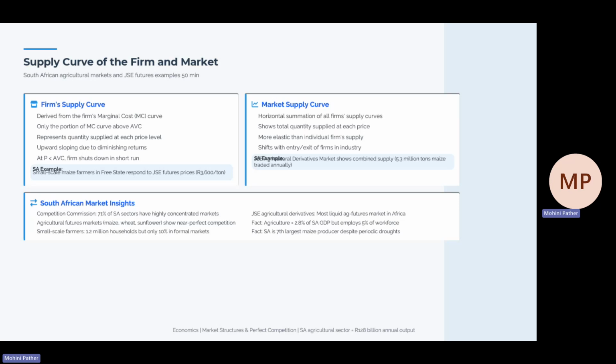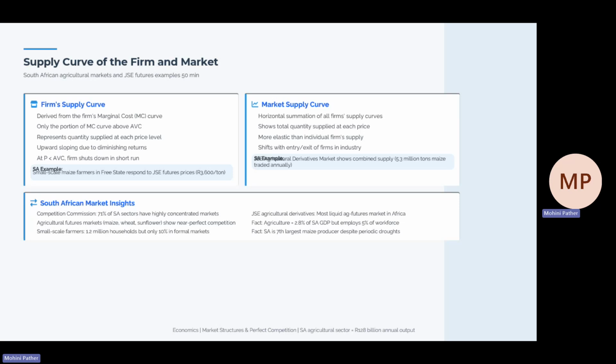So the market supply curve is a horizontal summation when you put all the firms' supply curves together. Okay, so individually, they face these more elastic market conditions, but when you put them all together, what you end up with is a horizontal line. It shows the total quantity supplied at each price level. It is more elastic than the individual firm's supply, obviously. Okay, so there are shifts with the entry and exit of different firms within the industry.